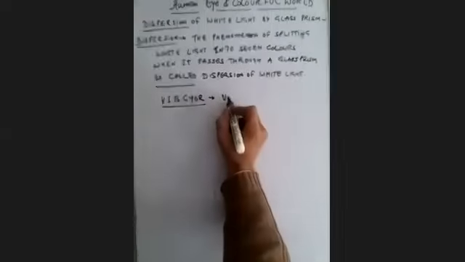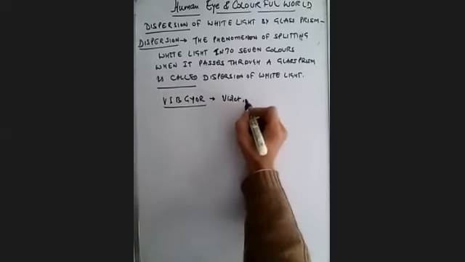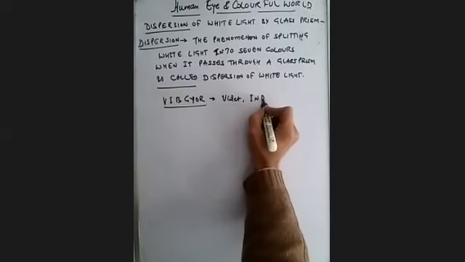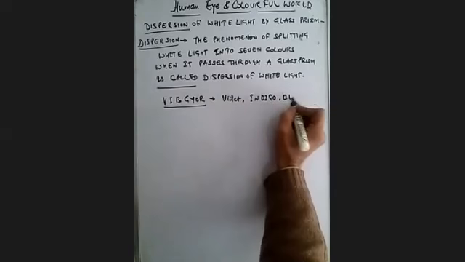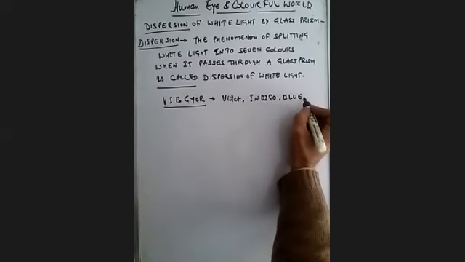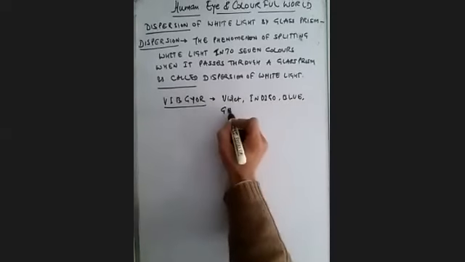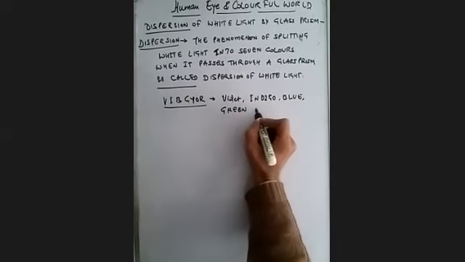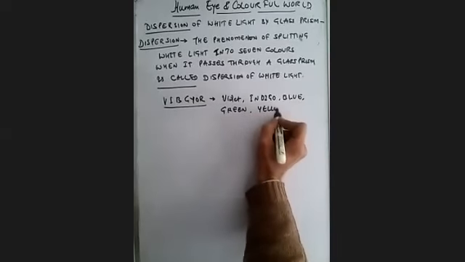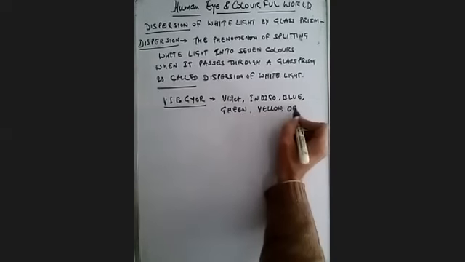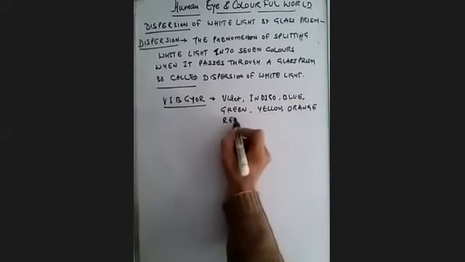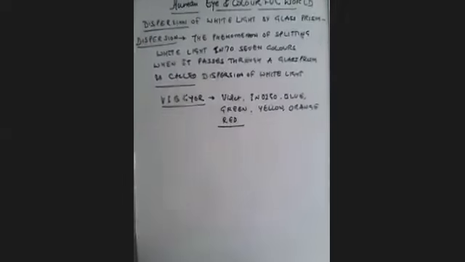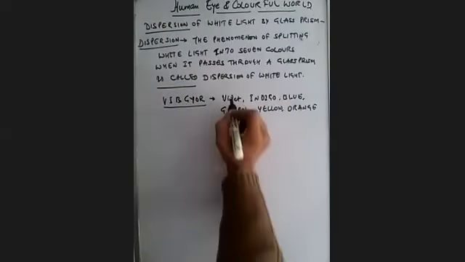That is violet, indigo, blue, green, yellow, orange, and red. These are the 7 colors of which white light is made up.